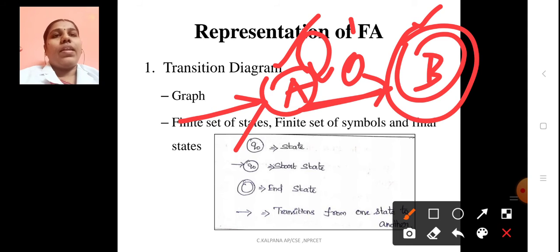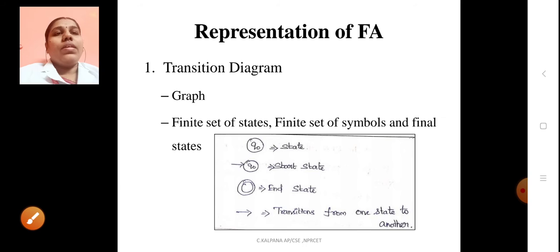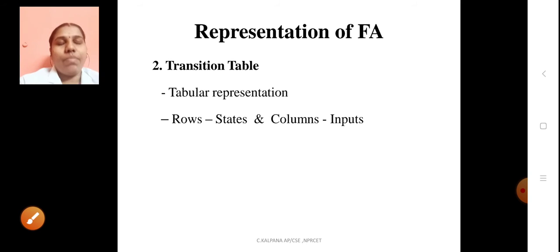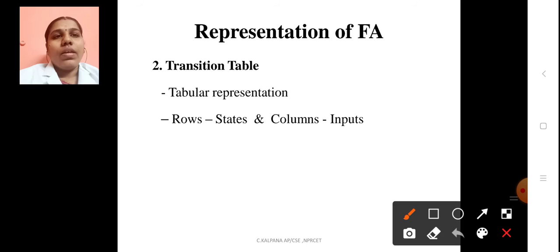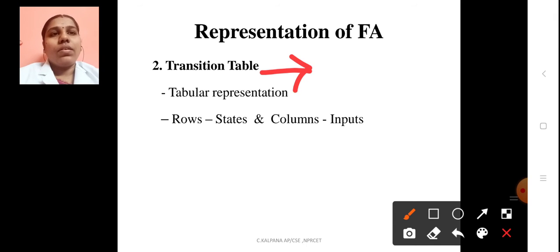So finite automata has a finite set of states, a set of input symbols, and it has a starting state as well as a final state. So it can be represented by a graph. This is called a transition diagram. And the next one is the transition table. The same diagram can be represented in tabular form, which means, again I am taking the same example.